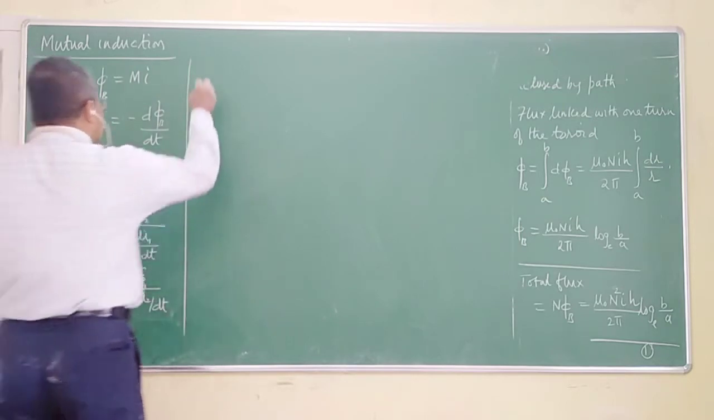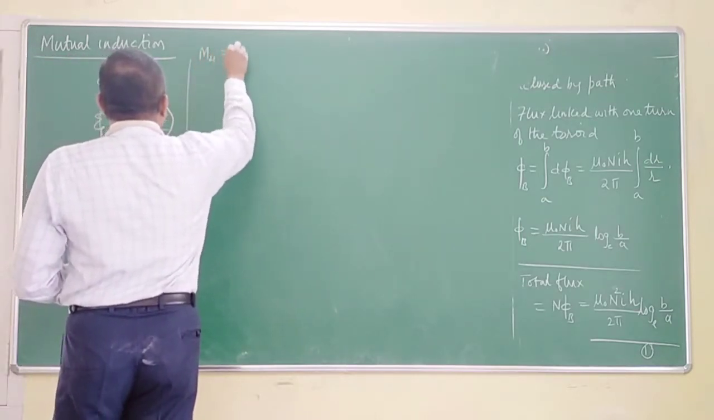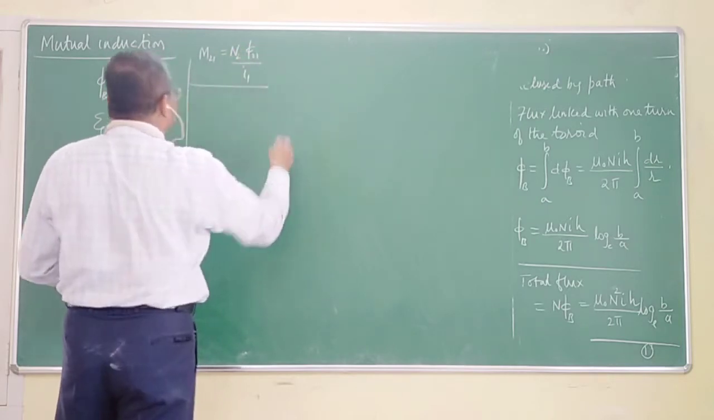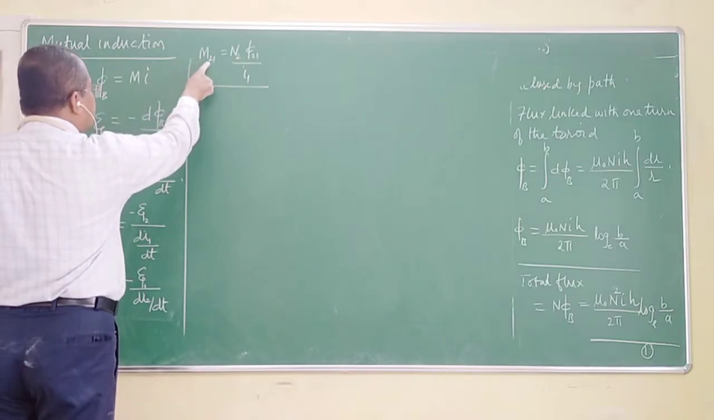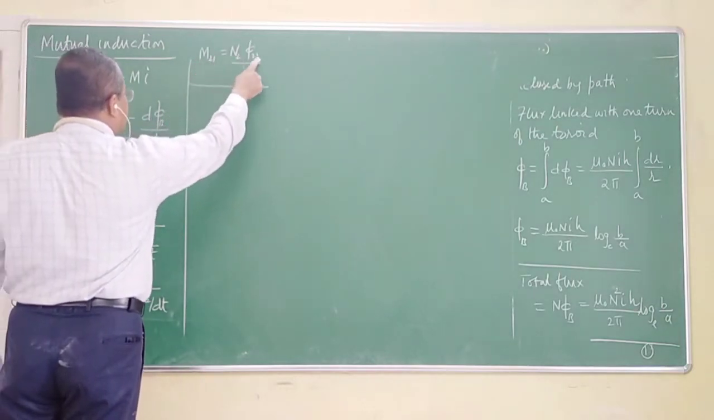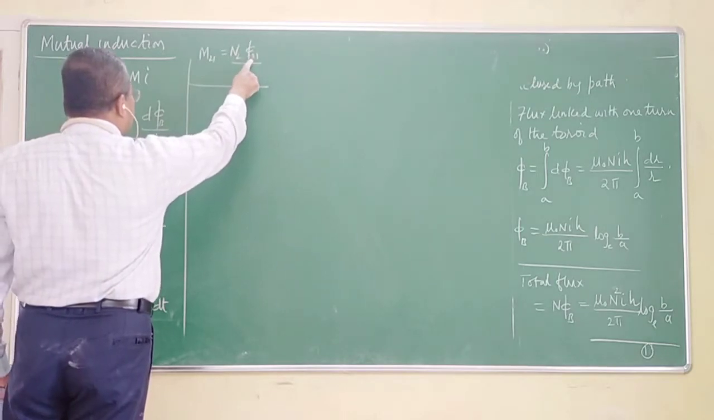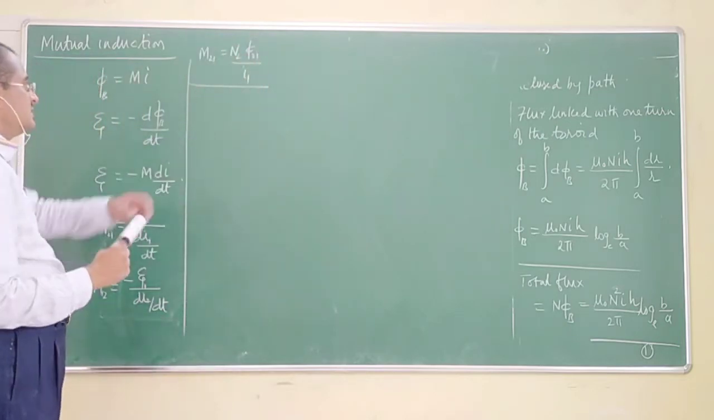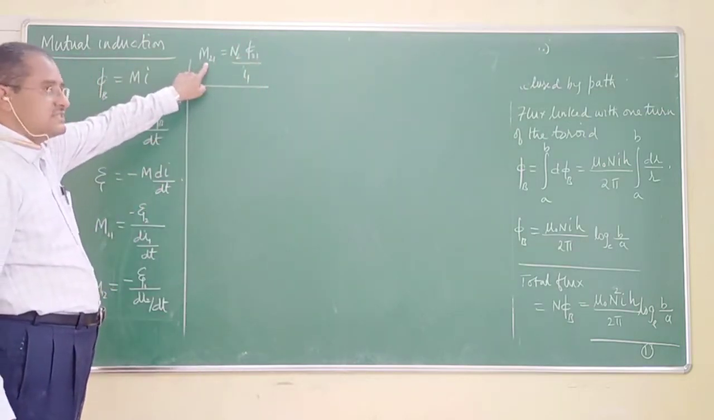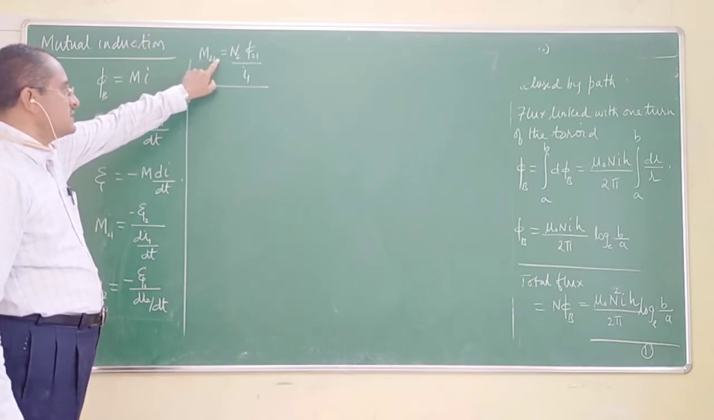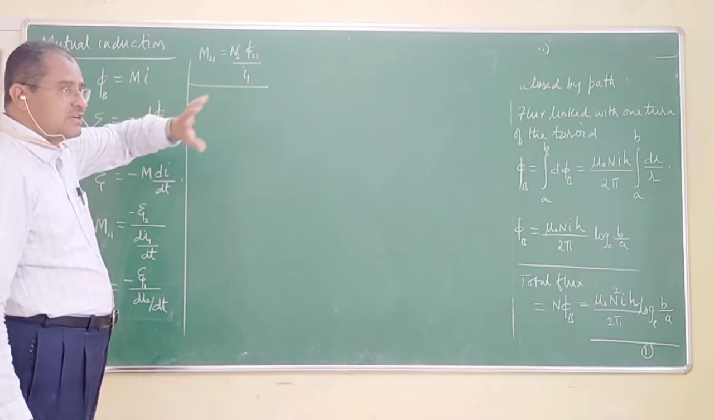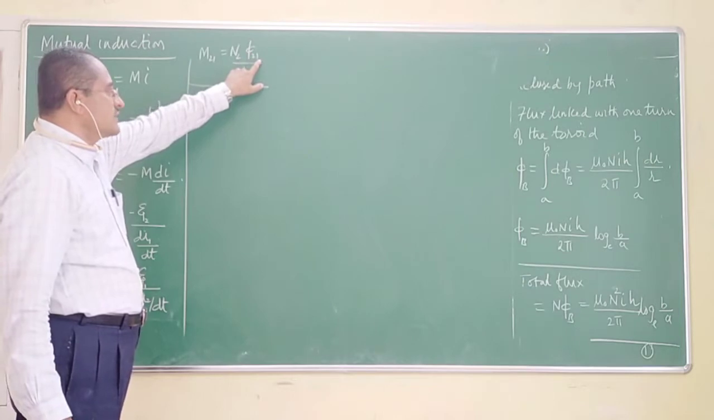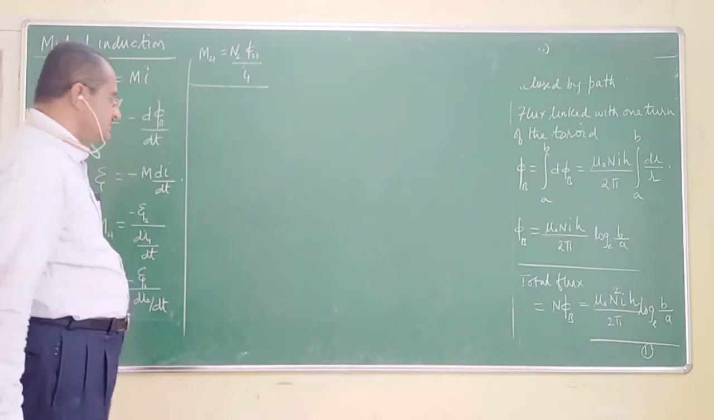This can also be written as M21 is equal to N2 phi21 by I1, the mutual inductance of coil 2 with respect to 1. Phi21 is the flux per turn of coil 2 when a current of I1 amps is flowing in coil 1. I repeat, this is equal to N2, the total number of turns in coil 2. Is that okay to you, sir?